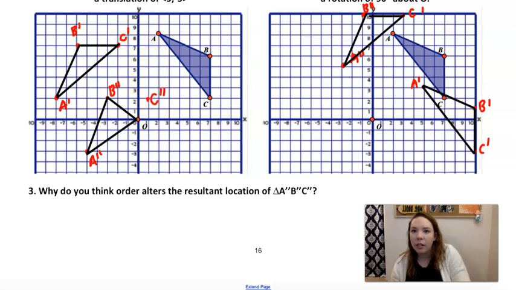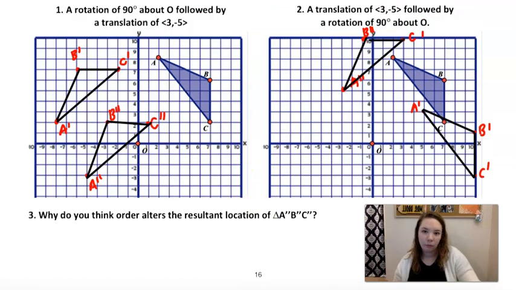Oh, I just connected them wrong. Let's fix it. I connected it to the origin because it was red, a red dot. Okay, that looks better. So really what it boils down to is we're changing the distance.